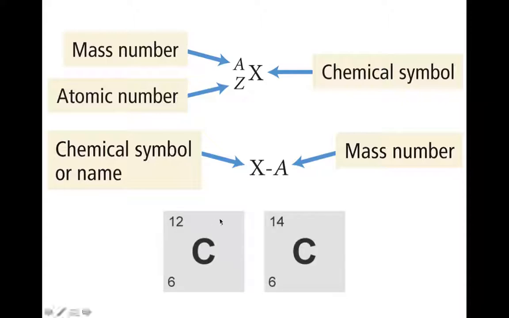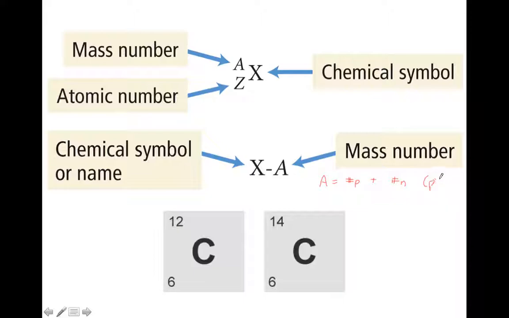All right, so here's an example of using this notation up here. Carbon with a 12 means it has a mass number of 12. Now I haven't defined what mass number was. Let me define that now. Mass number is equal to the number of protons plus the number of neutrons.